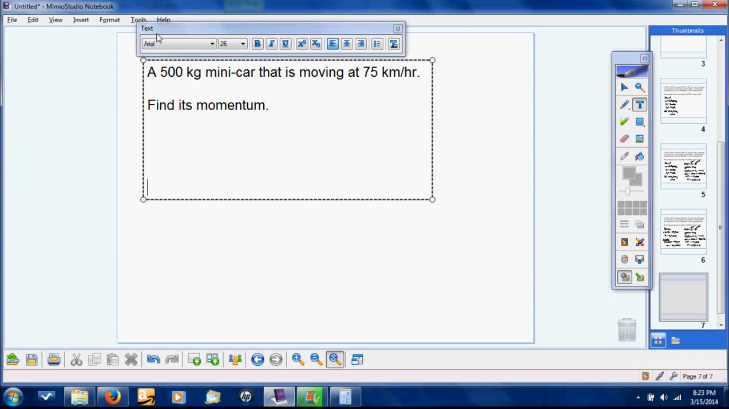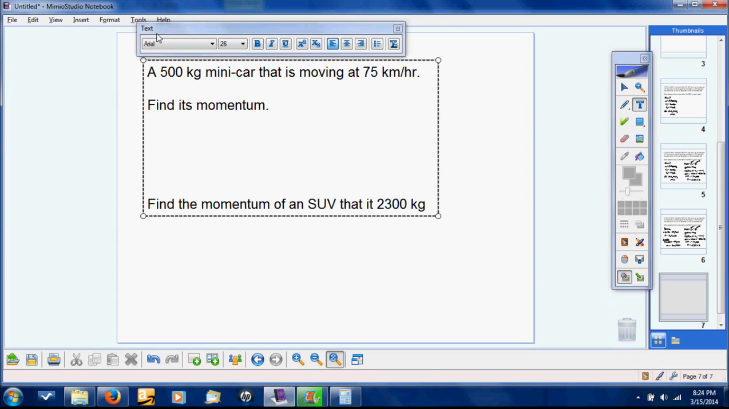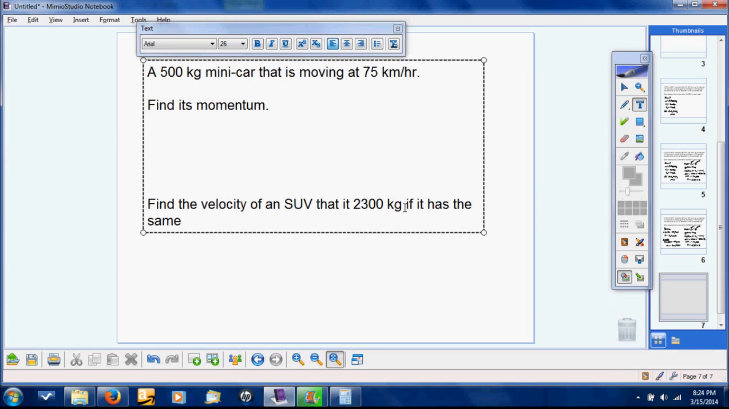Okay, and then afterwards we want to find the speed of an SUV that is 2,300 kilograms if it has the same momentum. Okay, so let's take a look at this.